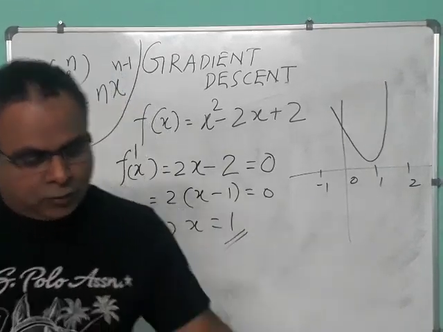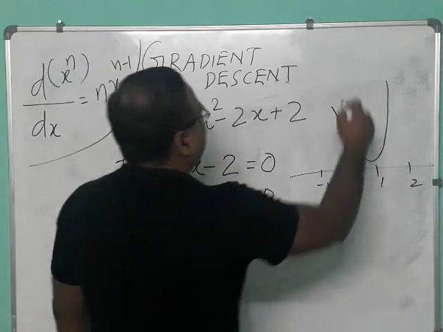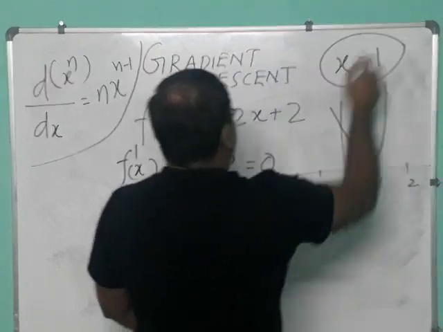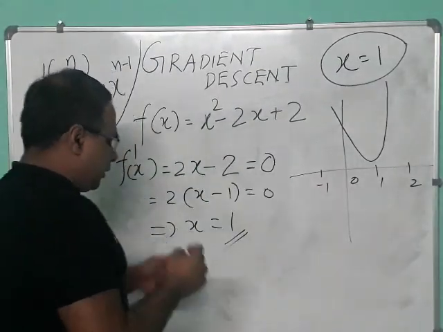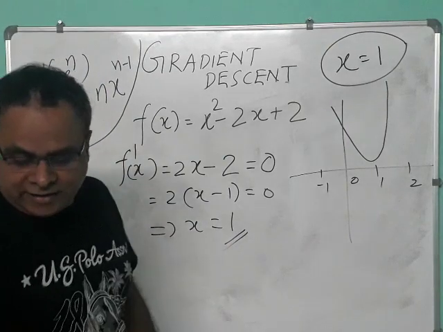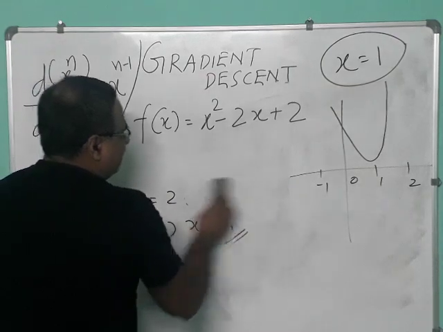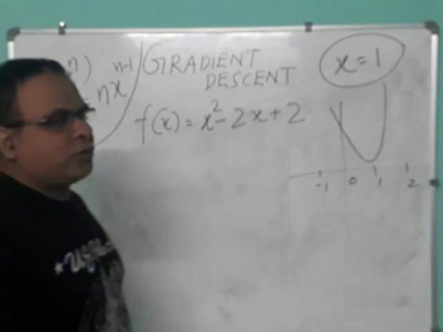I am assuming all these aspects. Here x is equal to 1 is the minimum. From the calculus approach and by plotting the graph, you got it. So again, I discussed previously why we are using this gradient descent approach. Why can't we use the calculus approach?